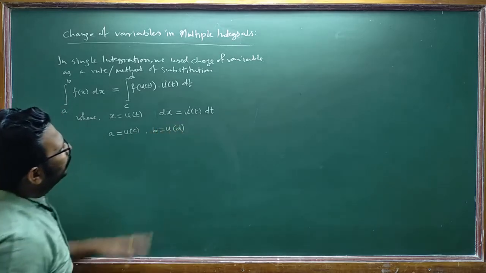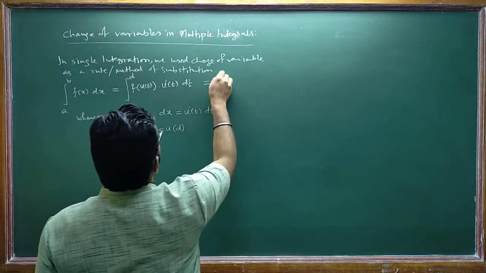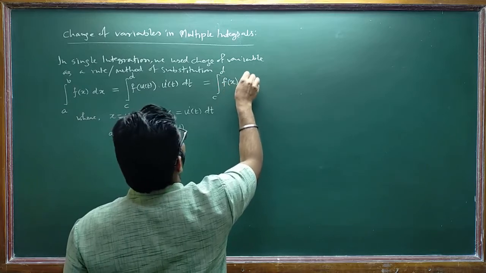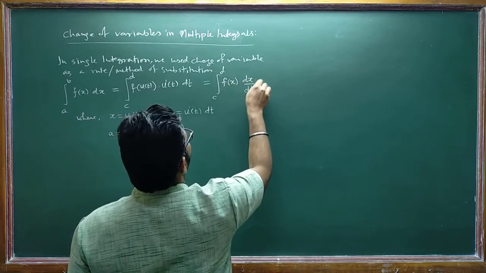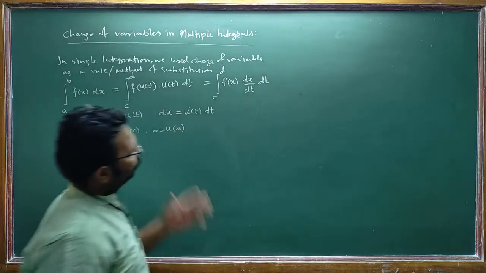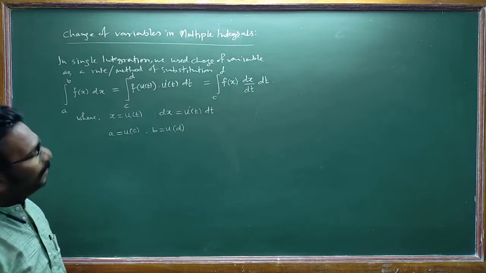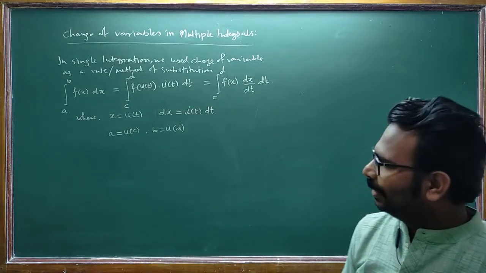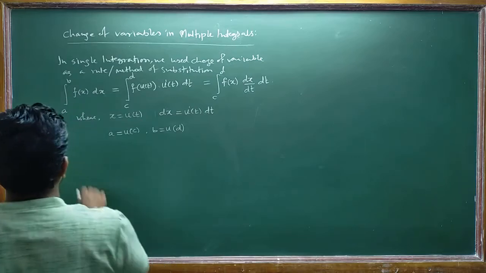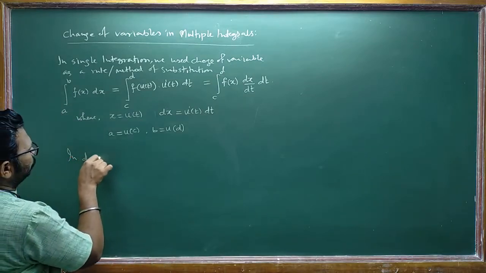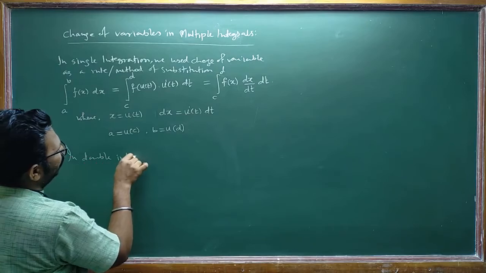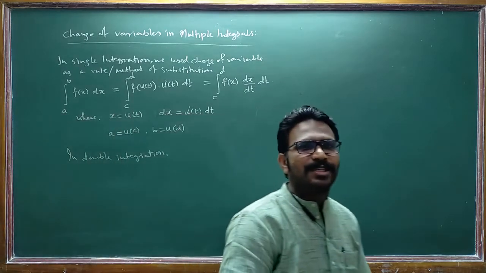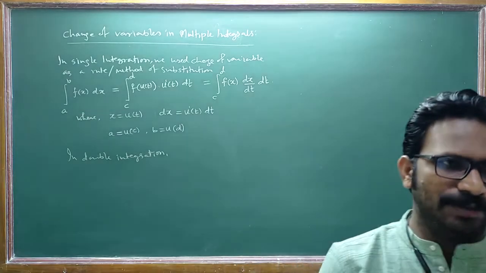Okay. Similarly, this also can be done this way: integral c to d f of x, dx by dt. So this is the rule of, or method of substitution in the one variable integration or single integration. So in double integration, our method of converting the rectangular system to a polar system is also a change of variable.